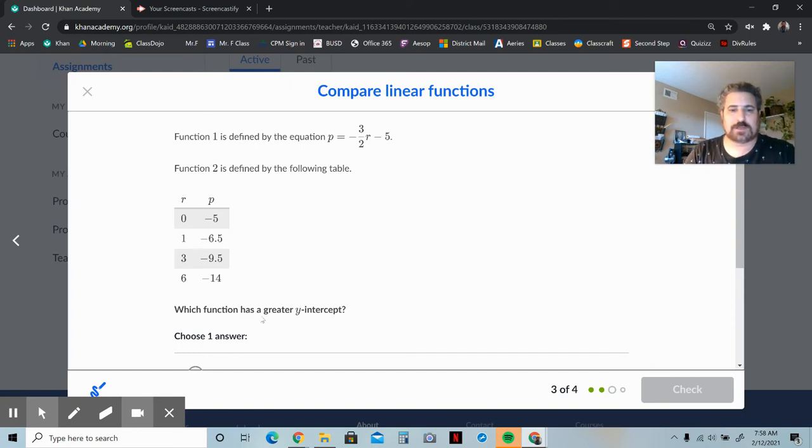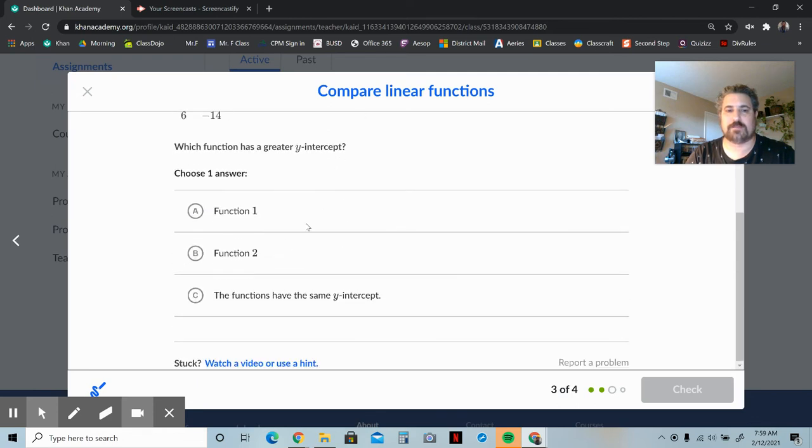All right, it says which function has a greater y-intercept? Well, this table has a value of r at 0 and a value of p at -5. So basically when x is 0, y is -5. So this is a y-intercept of -5. And in this equation, the y-intercept is, of course, -5 as well, because it's mx plus b, or in this case, mr plus b. What we can see is that -5 is the value of p when r is 0. So when r is 0, p is -5 in both situations. So that means they're the same, right? The functions have the same y-intercept.